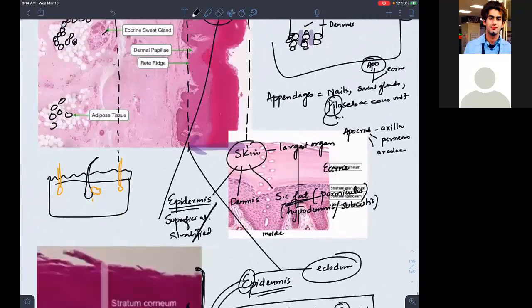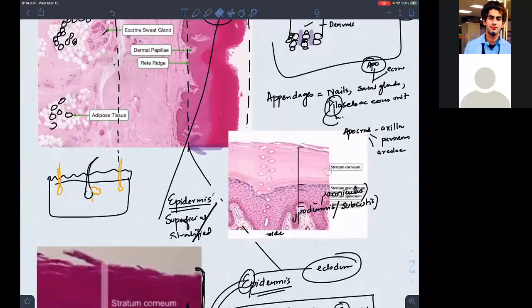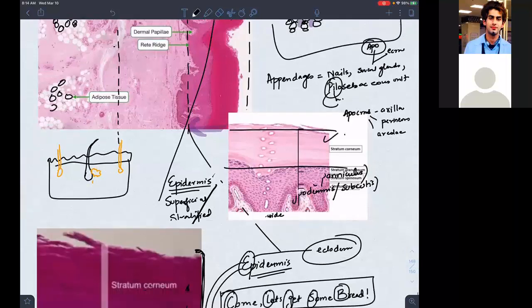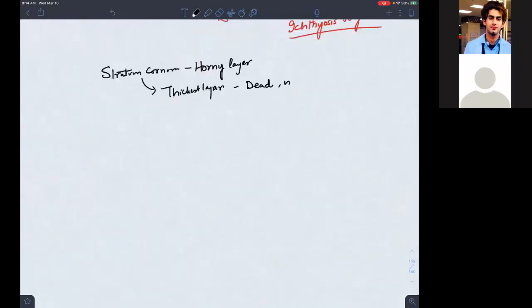Can we appreciate any nucleus in this diagram? Where is the nucleus, sir? No nucleus. Can you see the nucleus in the stratum corneum? Can we see in this region any nucleus? No nucleus. So that's why it is a dead layer.